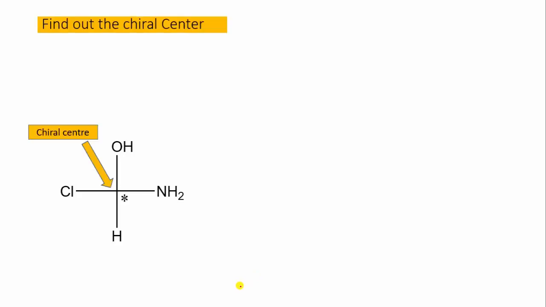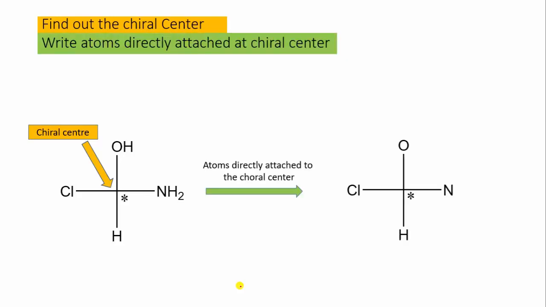So we will discuss examples. Okay, this is the first example. In this example, first you have to identify the chiral center. After that, you have to identify the atoms attached to the chiral center. So here are 4 different atoms attached to the chiral center: oxygen, nitrogen, then hydrogen, then chlorine.